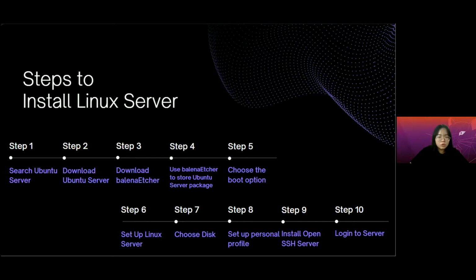For step 2, download the Ubuntu server. First of all, we need to download the Ubuntu server from the website, and we need to choose option 2, which is the manual server installation, to install our server.